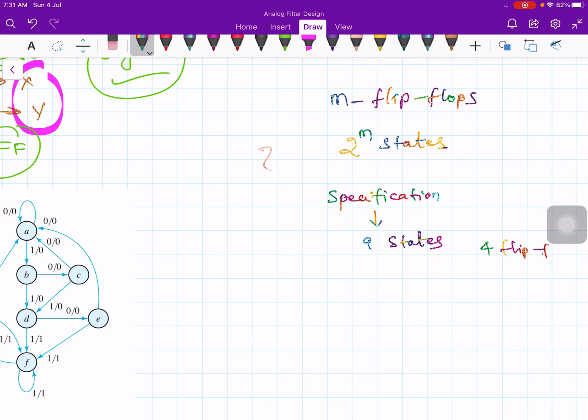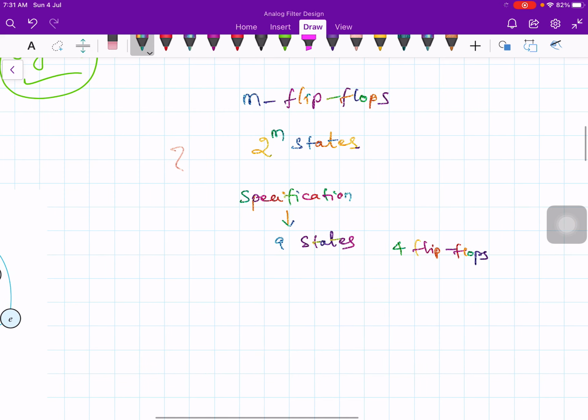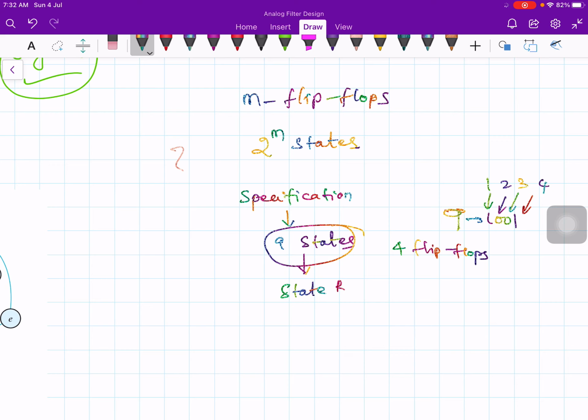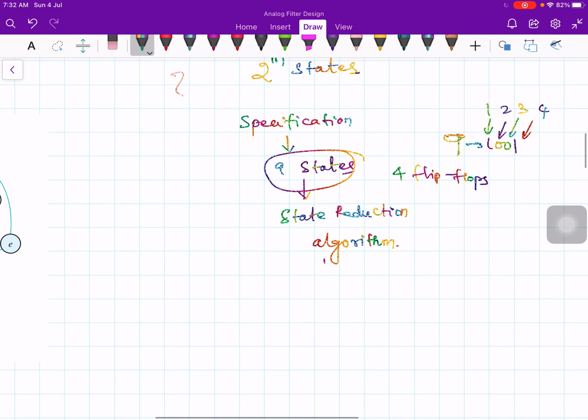Why? Because how do you represent 9? In binary form 1 0 0 1. So for this 1 flip-flop, for this 0 1 flip-flop, and this 1 flip-flop, and this 1 flip-flop. So 1, 2, 3, 4 flip-flops I need. On the other hand, somehow I apply this 9 states to the state reduction algorithm, and then I may reduce to, let's say, 7 states. Now maximum I have 7 states.